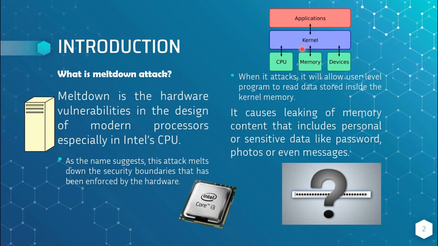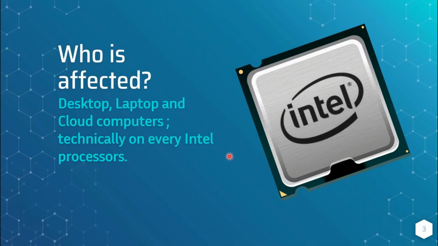This is the operating system where the kernel is operating. So it causes leaking of memory that contains personal or sensitive data like passwords, photos, or even messages. So who is affected? Obviously, desktops, laptops, and cloud computers. Well, technically, every Intel processor.